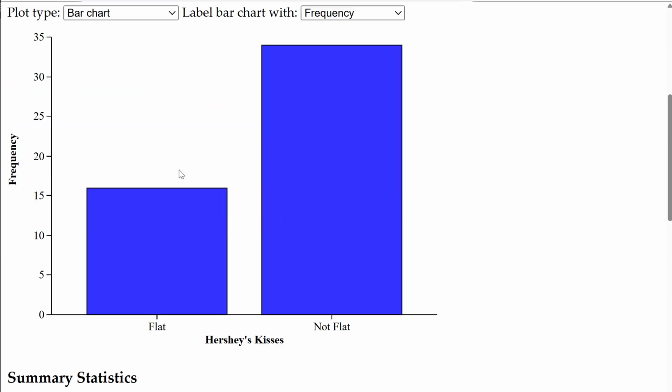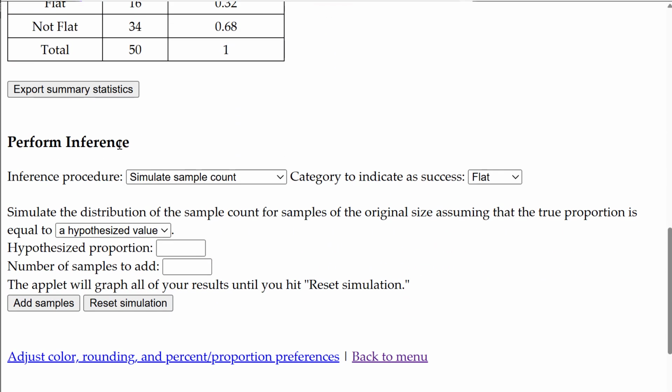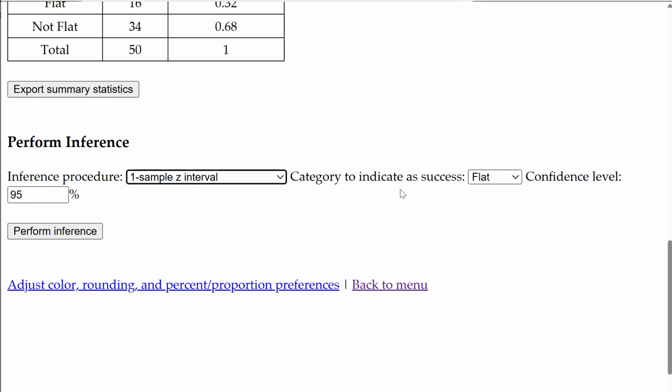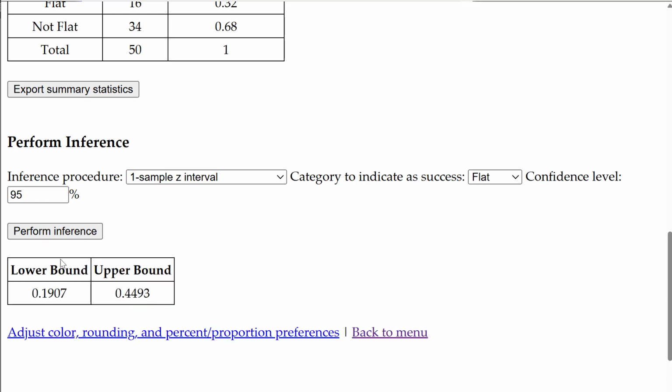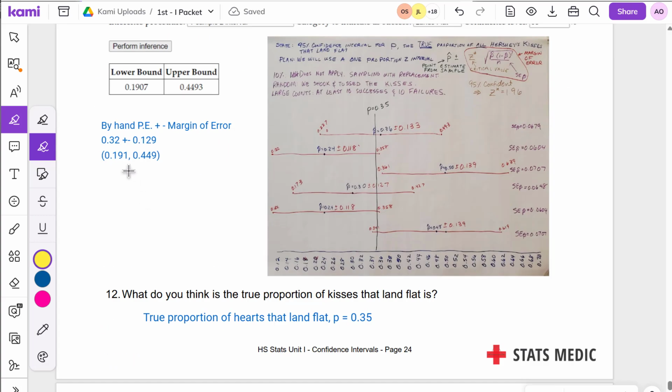Come down here to perform inference, all right? And then you go to one sample Z interval. That's the one we want. And flat is success. It defaults to the percent you want, so if you want to change it to something else, you can. Perform inference, and there you go. That pretty much rounds up to the same values that I shared right here: 0.191 and 0.449.